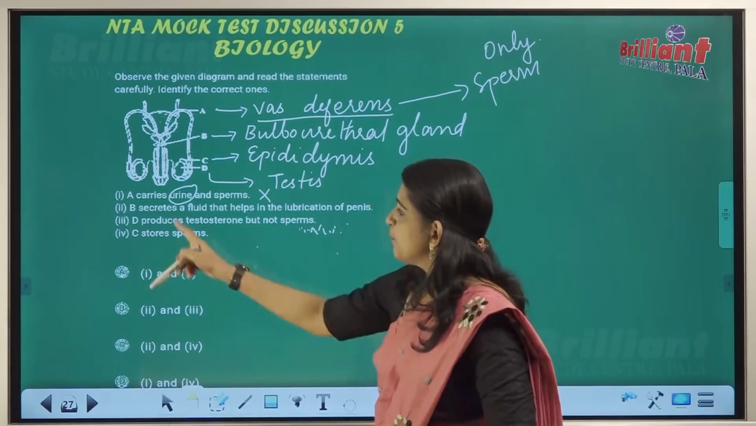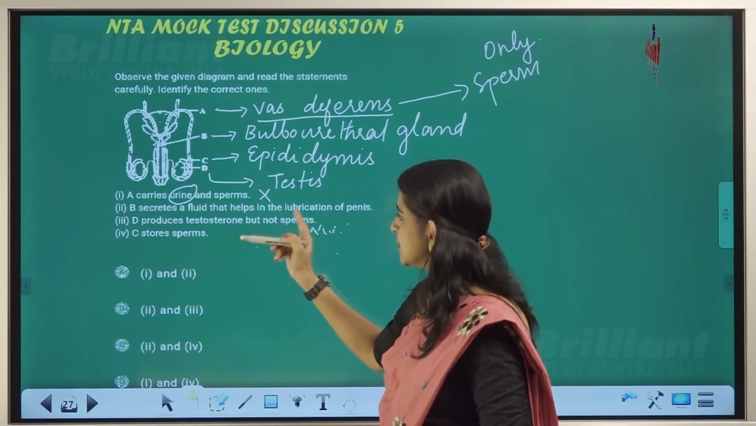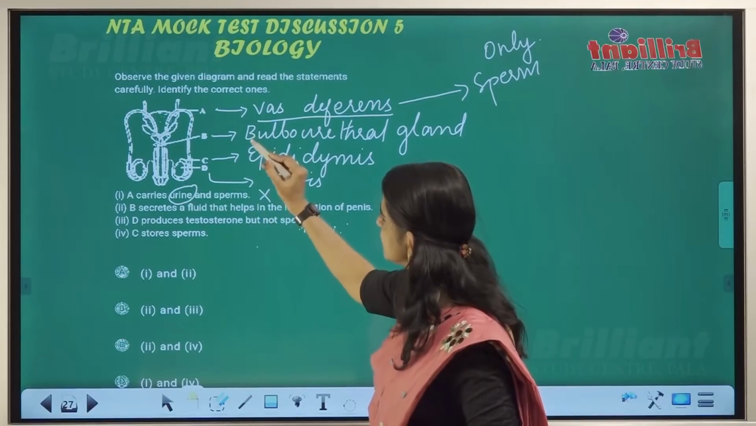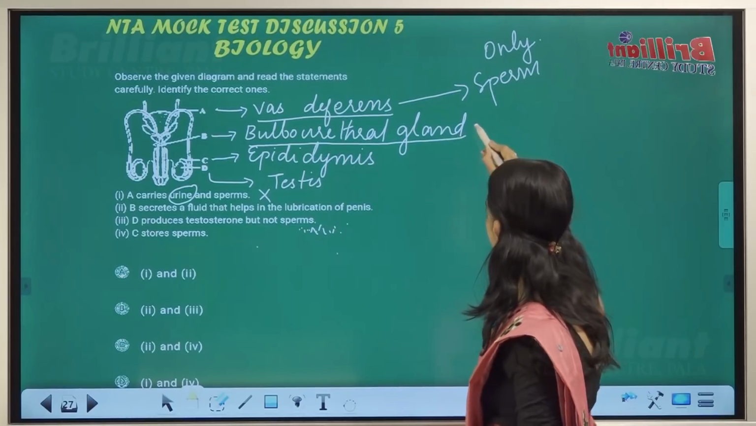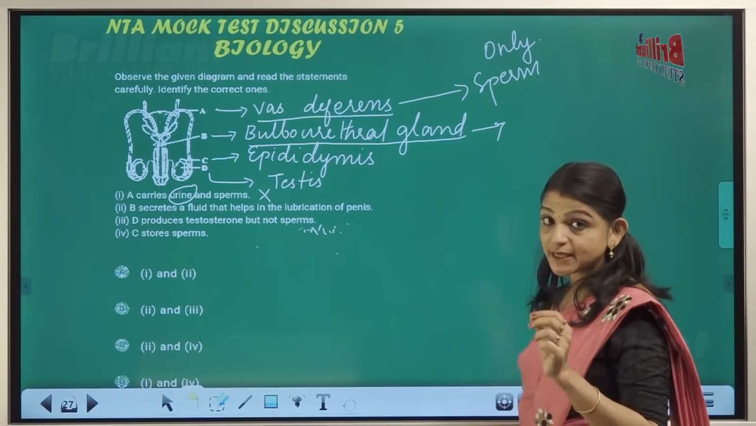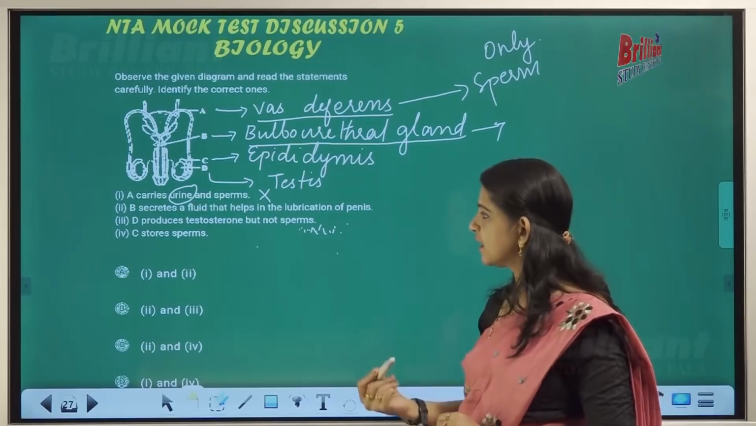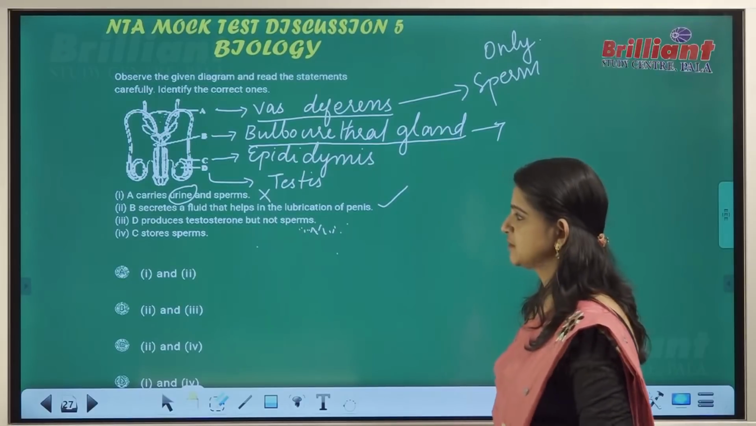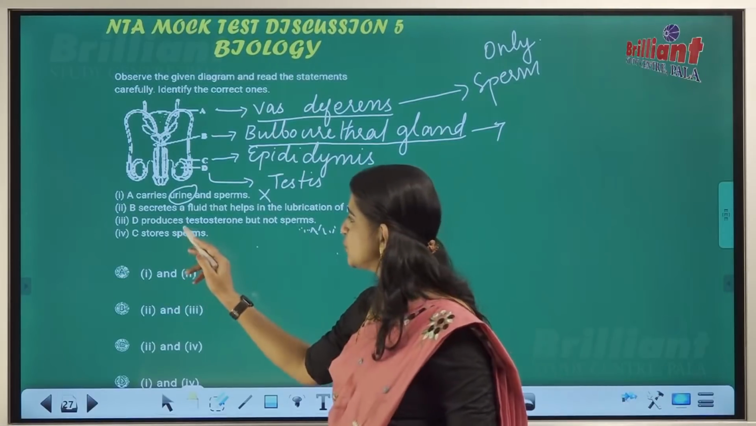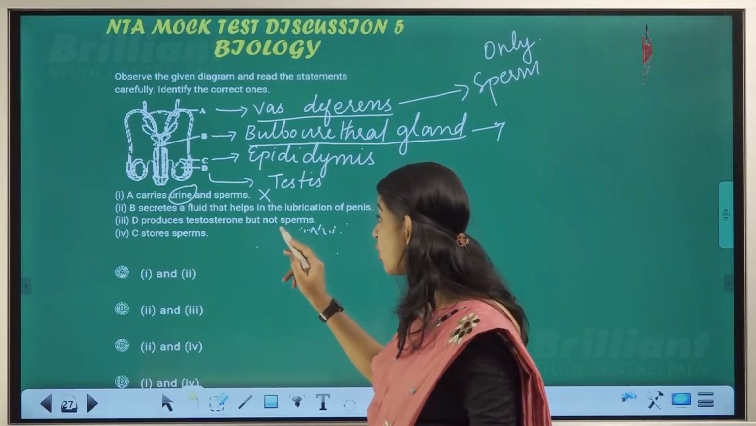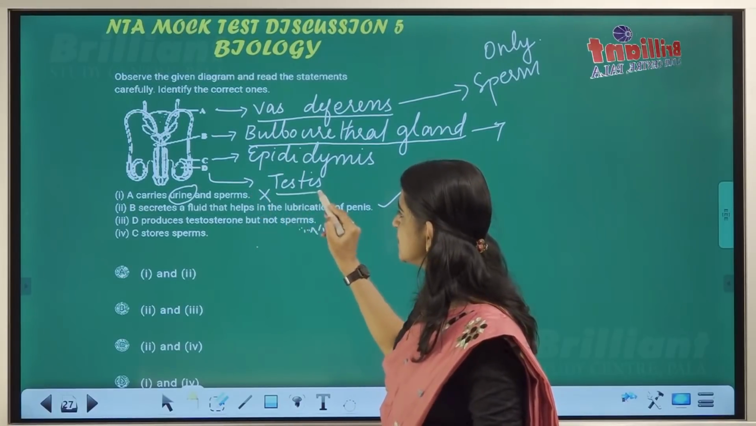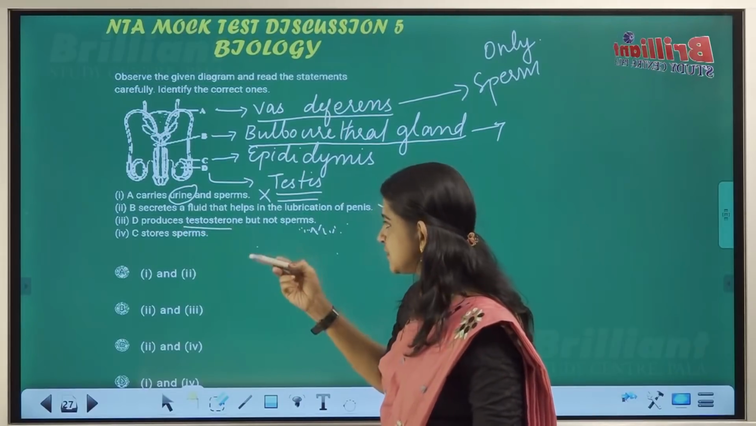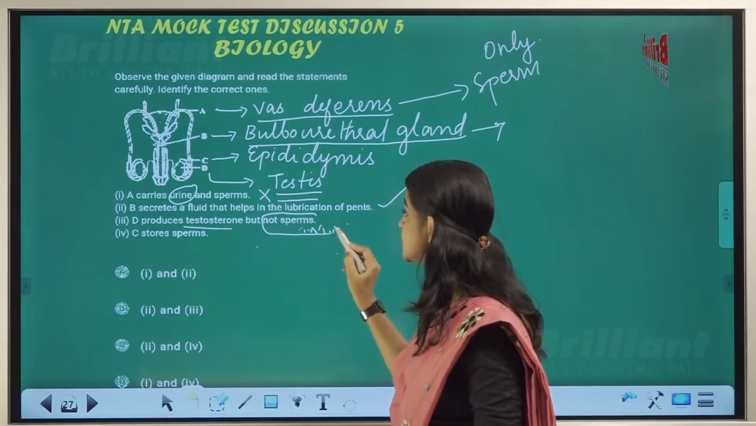Next one. B secretes a fluid that helps in the lubrication of penis. That is right. What is B? B is bulbourethral gland. The secretion of bulbourethral gland helps in the lubrication of penis. That is correct. Next one. D produces testosterone but not sperms. What is D? D is testis. Testis produce testosterone, that is correct, and they are telling not sperm.